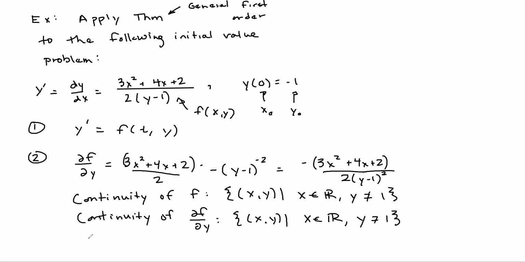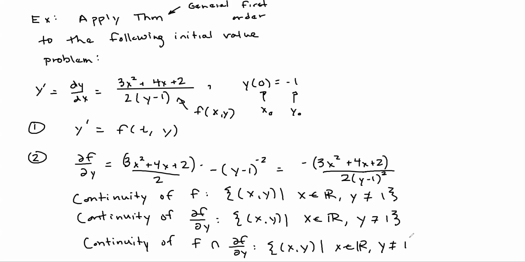And then finally, if we had something different between these, then this would be a little more interesting. But the intersection of these two, we need to combine these in terms of finding the places where both of them are continuous. They're both the same, so nothing changes. We get x is a real number and y is not 1.